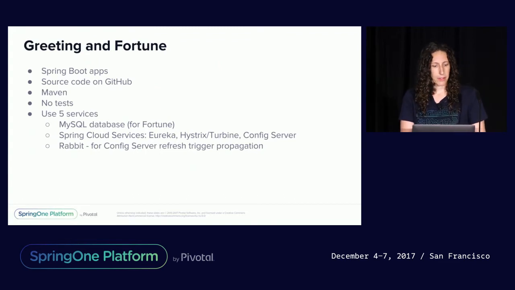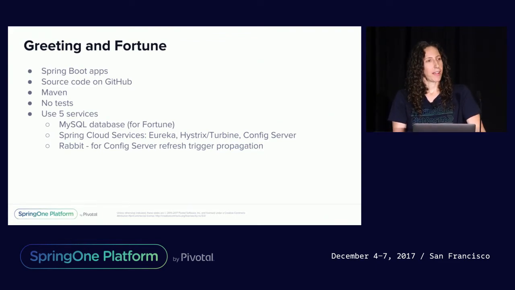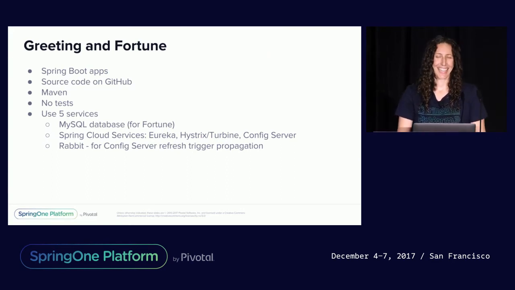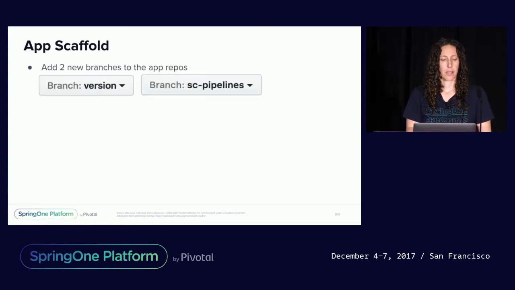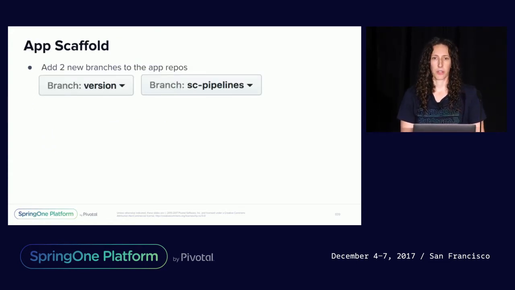Greeting and Fortune, just a little background on them. They're Spring Boot applications. The source code is on GitHub. They're built with Maven. They don't have any tests in them because despite what Marcin thinks, not all of us write tests. And altogether, they use 5 services. They each use the 3 Spring Cloud services for the cloud config. We also use a Rabbit MQ, and Fortune Service uses MySQL database. All of these can be provisioned on Cloud Foundry, but the pipelines would also work with services that are outside of Cloud Foundry. So the first thing you need to do is add a couple of branches to your applications.